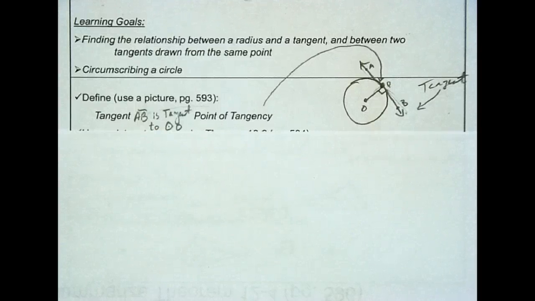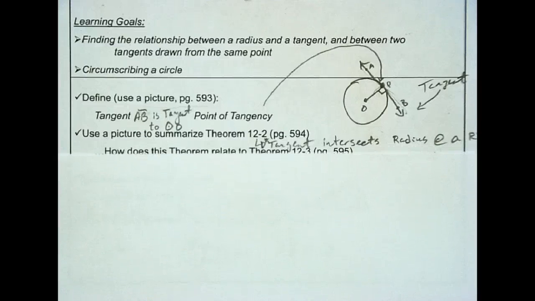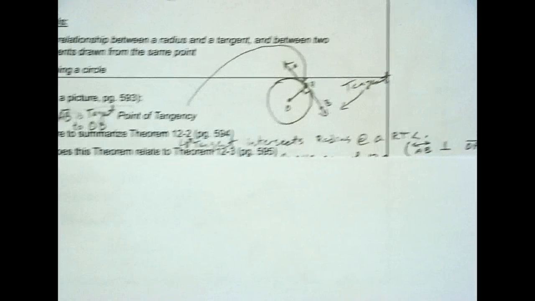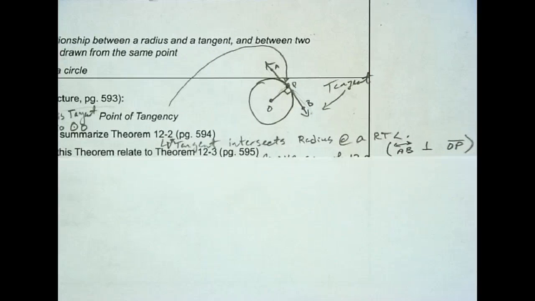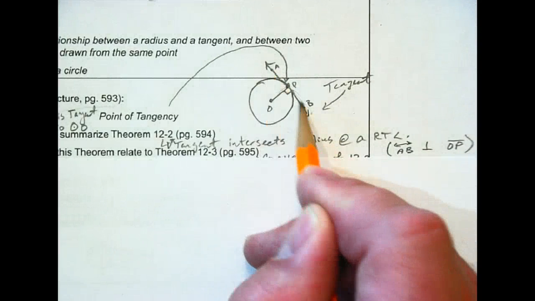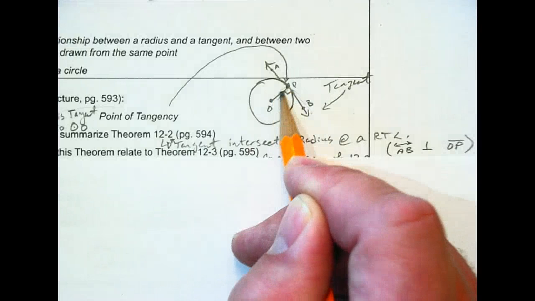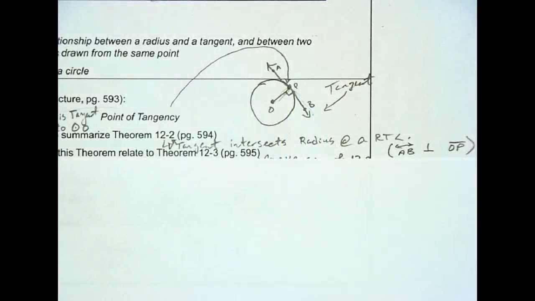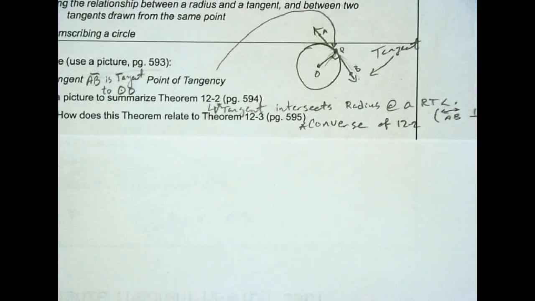Use a picture to summarize theorem 12-2. A tangent intersects a radius at a right angle, and line AB is perpendicular to OP. So that's what that theorem talks about. It talks about how those intersect at that right angle. How does this theorem relate to 12-3? It's just the converse of 12-2. 12-2 and 12-3 are converses of each other.